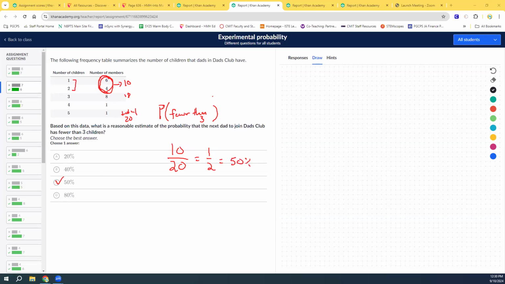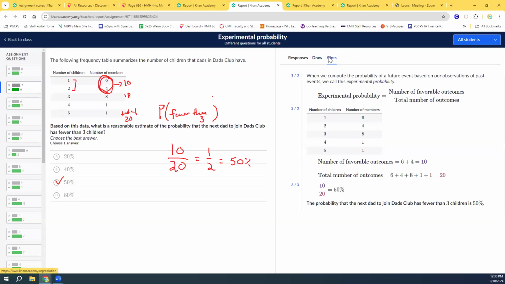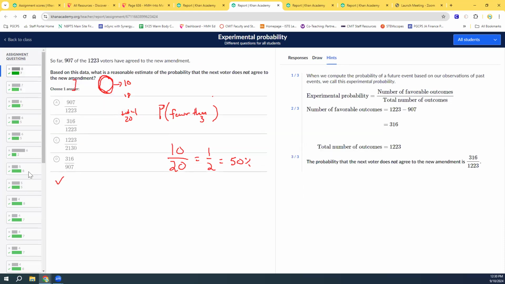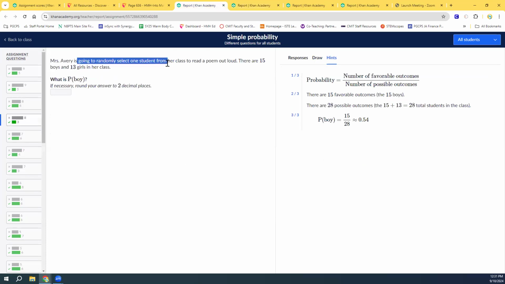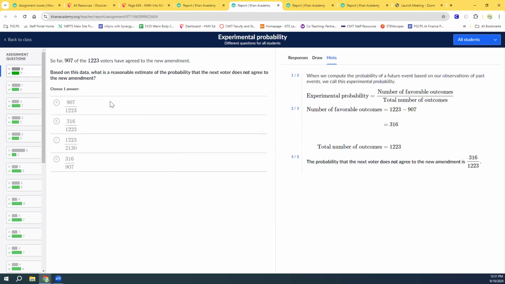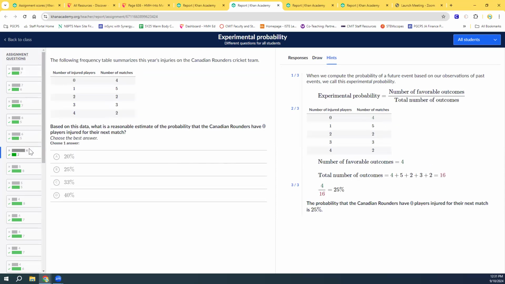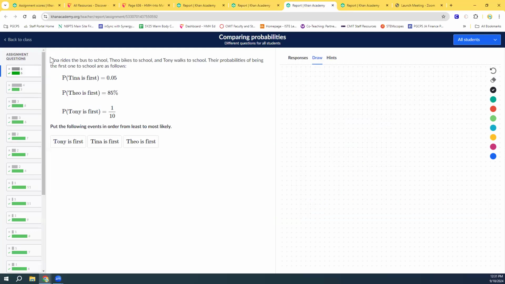And again, I did not look at the answer, so let's see. Whew, okay, I'm right. So that's experimental probability. We are finding the probability from some real data. But the big difference here is that it could be the opposite of what it says, and then you have to do some subtraction.